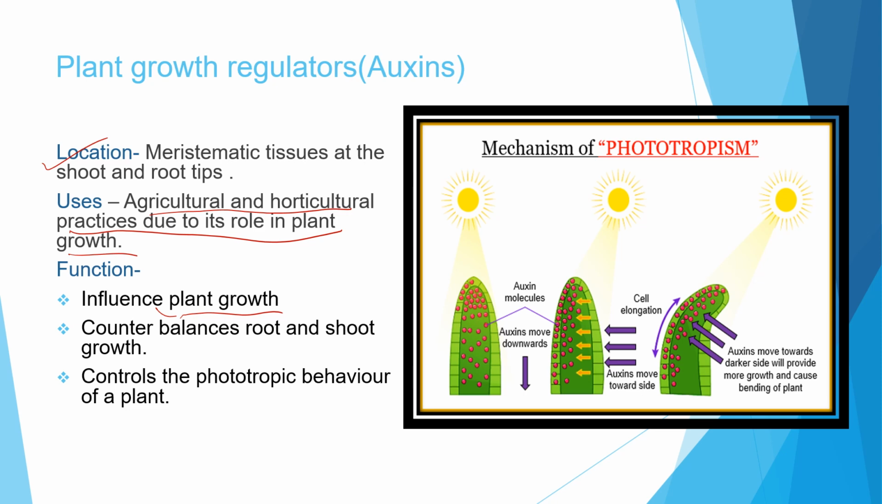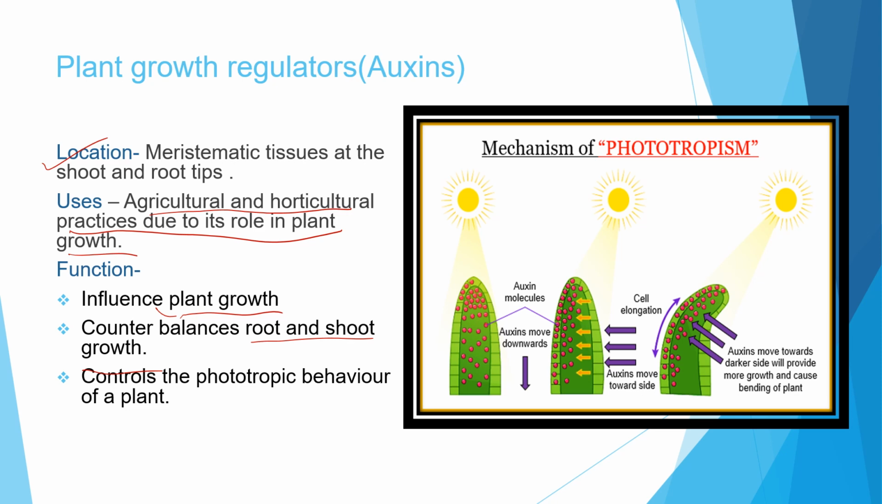Now it is also counterbalancing the root and shoot growth. So how is it counterbalancing the root and shoot growth? Actually, it has an opposite effect on the growth of stems as well as on the growth of roots. It increases the cell growth in the shoots, whereas it decreases the cell growth in the roots. So if the shoots are growing taller, it decreases the cell growth in the root. So it is a counterbalance action that happens in plants due to the presence of auxin.